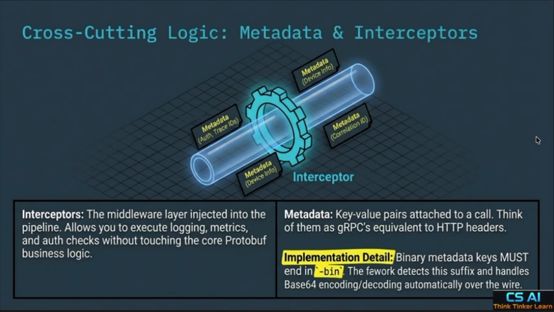gRPC also features a middleware layer called interceptors. This allows you to execute logging, metrics, and auth checks without touching your core business logic. Metadata, the gRPC equivalent of HTTP headers, is used to pass key-value pairs like trace IDs. An important implementation detail: if you are sending binary metadata, the keys must end in dash bin. The framework detects this suffix and handles the base64 encoding and decoding automatically over the wire.